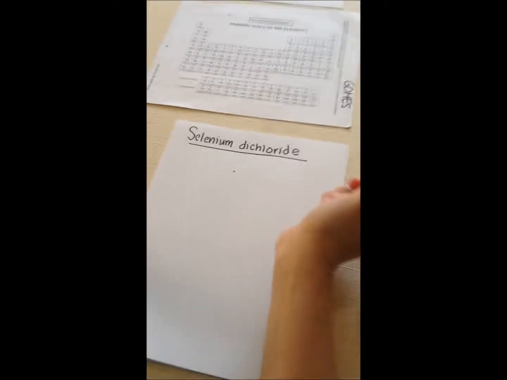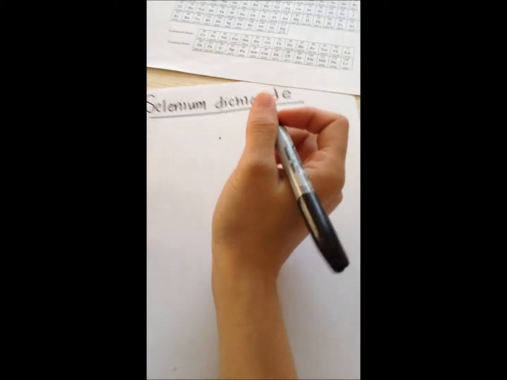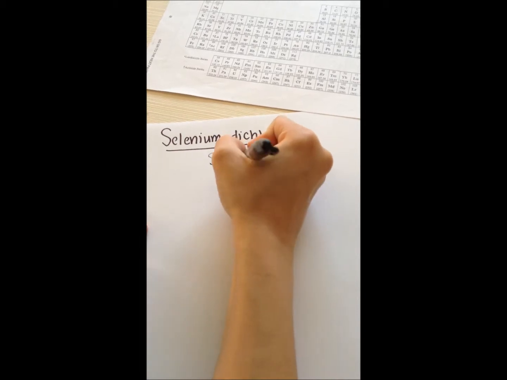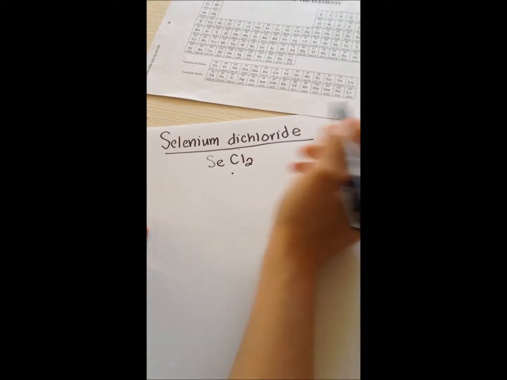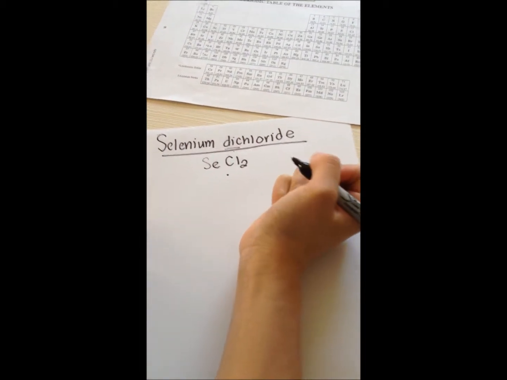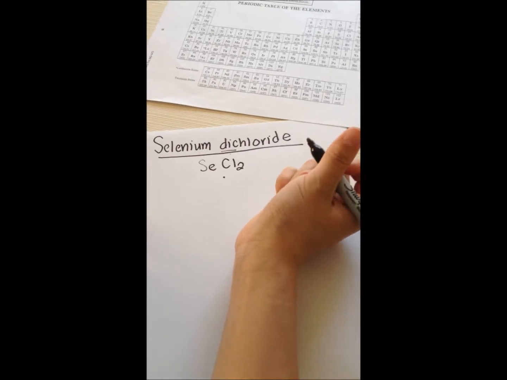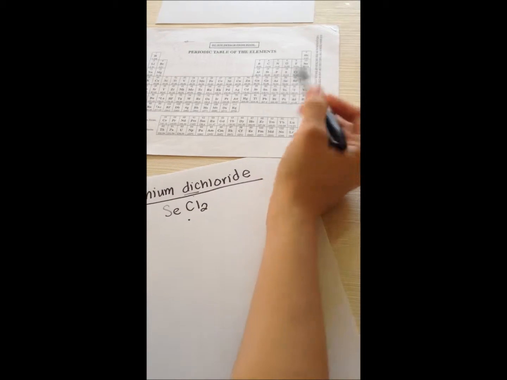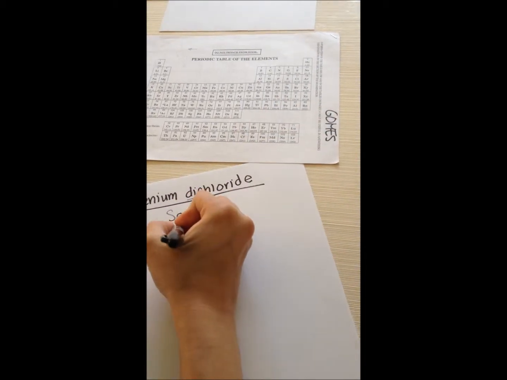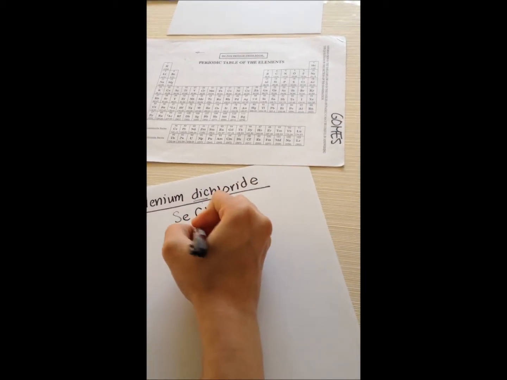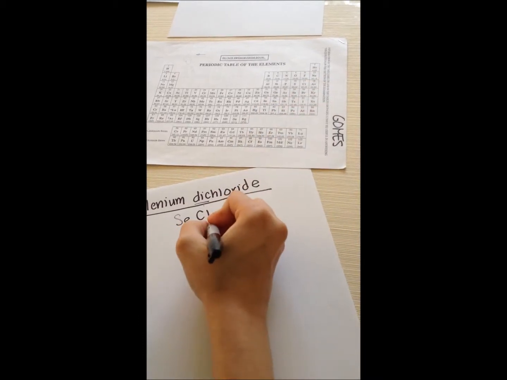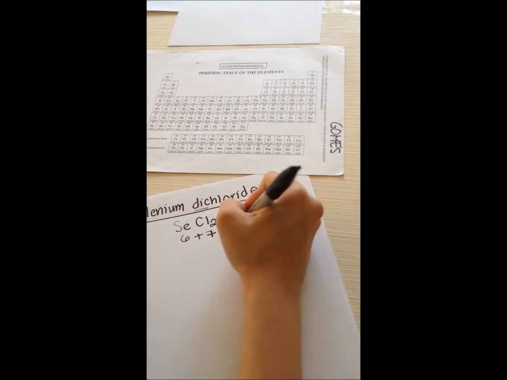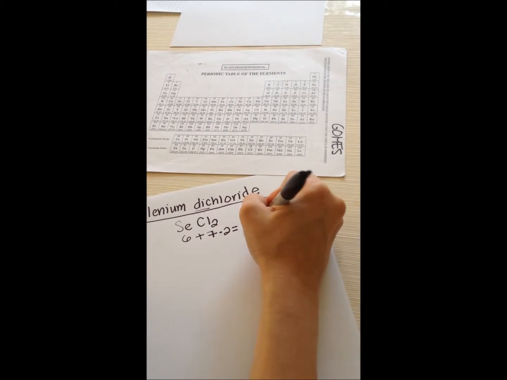Our first example is selenium dichloride. The chemical formula for selenium dichloride is SeCl2. There's 2 chloride because of the prefix di. Next, we have to count the number of electrons in order to make the Lewis structure. In order to do that, we need our periodic table. You can see that there's 6 electrons in selenium plus 7 electrons in chlorine times 2. This gives us 20 electrons.